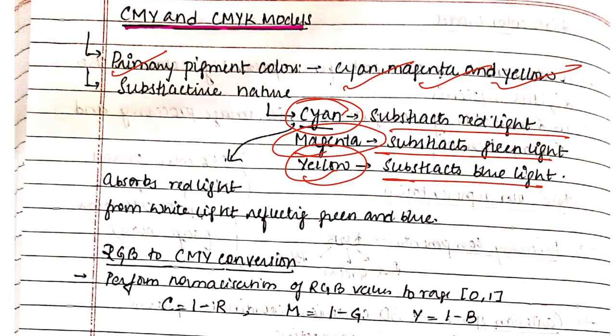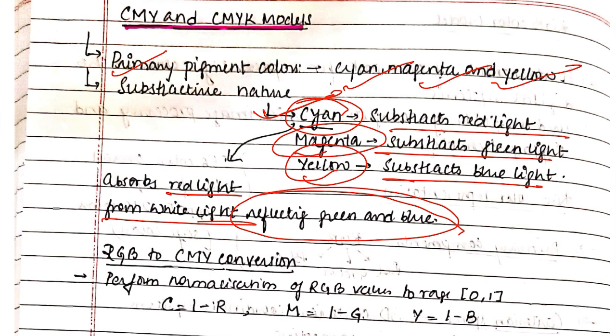Fine. And one of the specialities of cyan color is that cyan color will absorb the red light from the white light, reflecting green and blue. So cyan will absorb all the red light, and once it absorbs the red light, it will reflect back the green and the blue light.